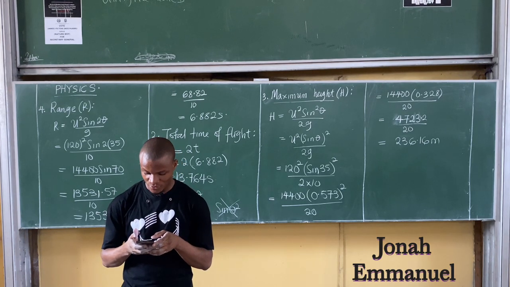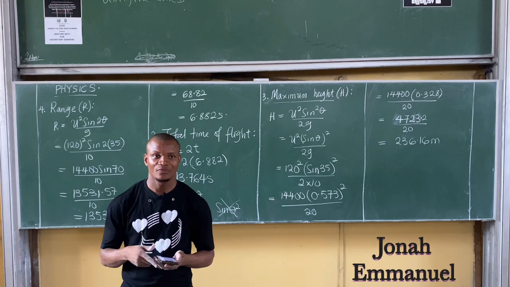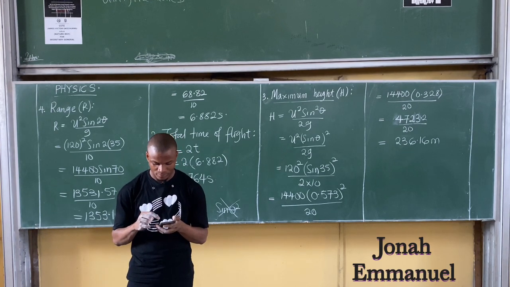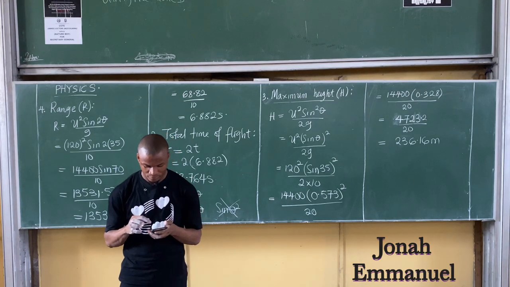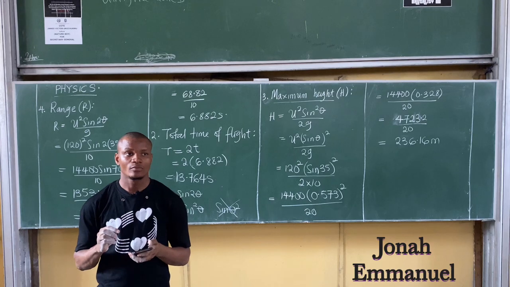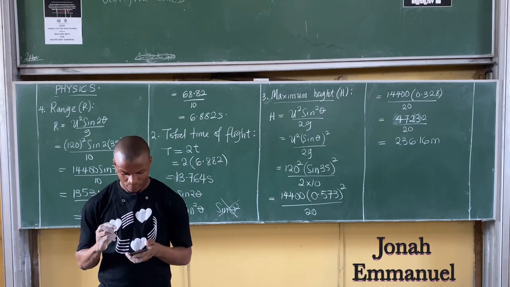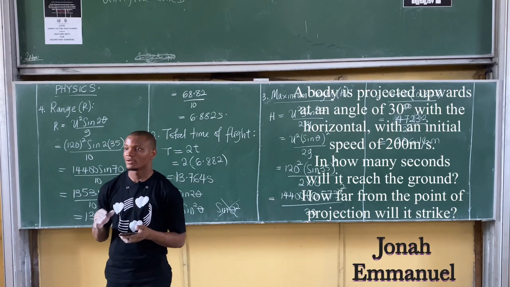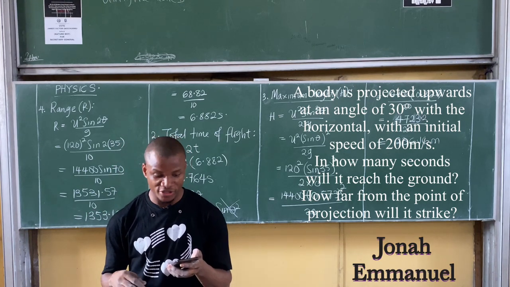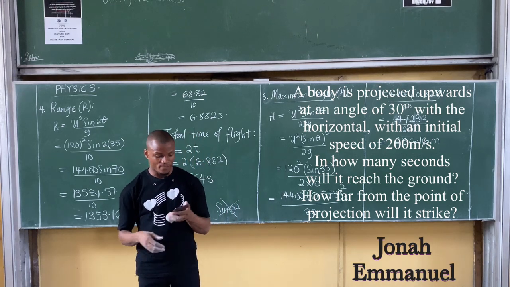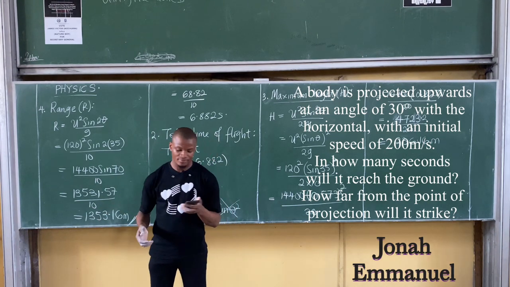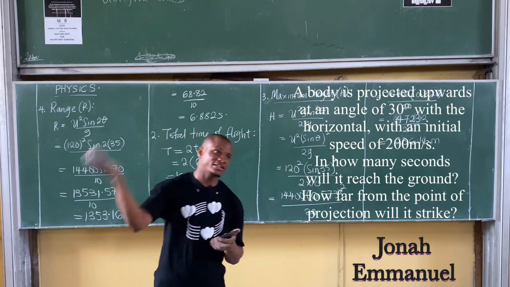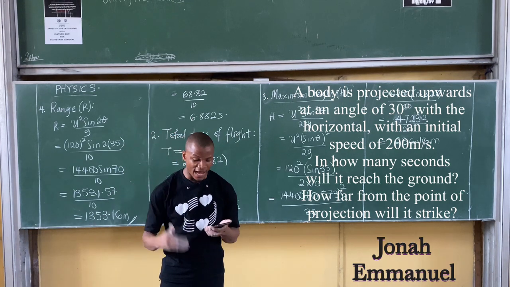I have some questions here. Okay, copy down, take down these questions. Try this out, please. A body is projected upwards at an angle of 30 degrees.